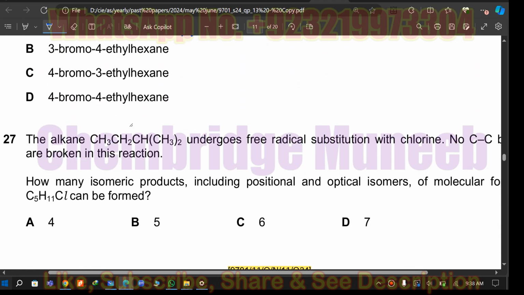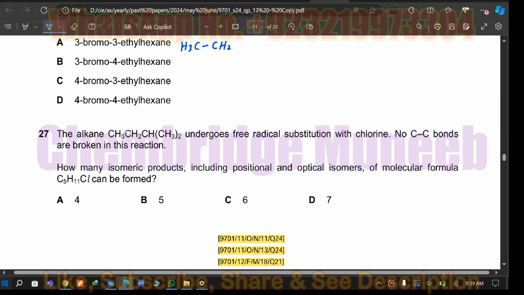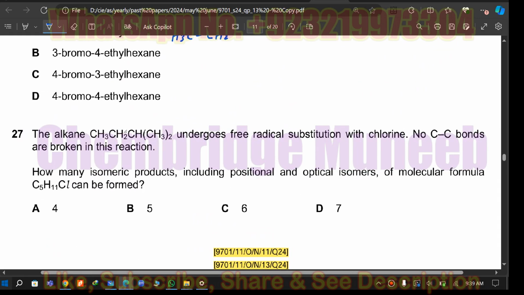Now question number 27. The alkane undergoes free radical substitution with chlorine. No C-C bonds are broken. Find how many isomeric products, including positional and optical isomers, of this formula will be formed. This question is kind of tricky, and for this purpose we need to draw all the structures formed as a result of the free radical substitution.